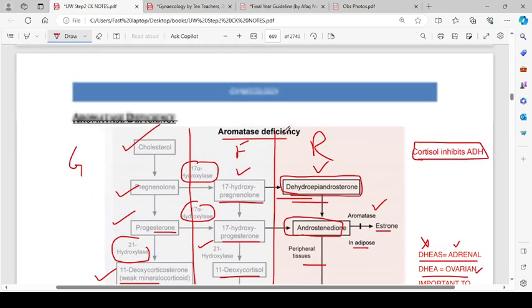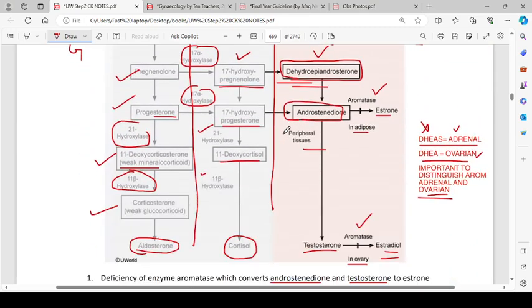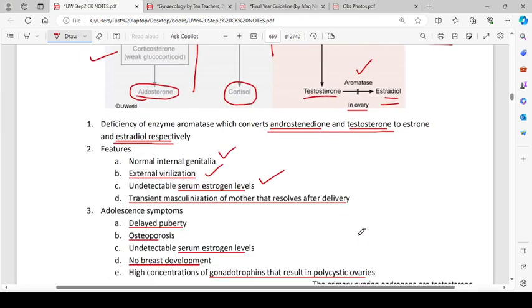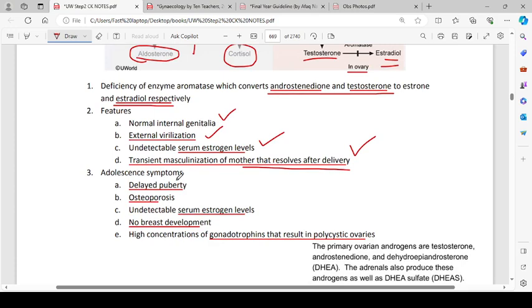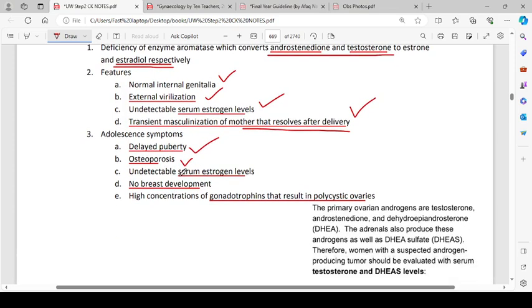Deficiency of what? Aromatase. So aromatase converts testosterone into estradiol, and androstenedione into estrone. So if aromatase is not there, there will be no detectable estrogen. Transient masculinization of the mother that resolves after delivery. Adolescent symptoms: delayed puberty, osteoporosis because of absence of estrogen, undetectable serum estrogen levels, no breast development, and high concentration of gonadotropin that results in polycystic ovaries.